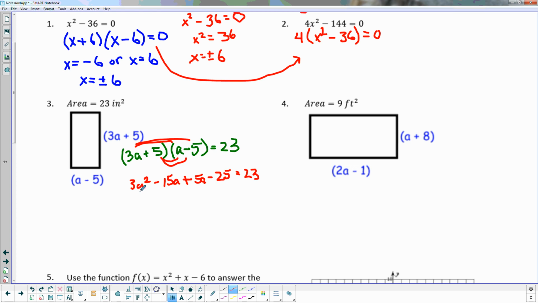Okay? And now I have to combine my like terms in the middle here, so I'm going to have 3a squared. Negative 15 plus 5 is going to be negative 10a. And minus 25 there. And that's going to equal my 23.